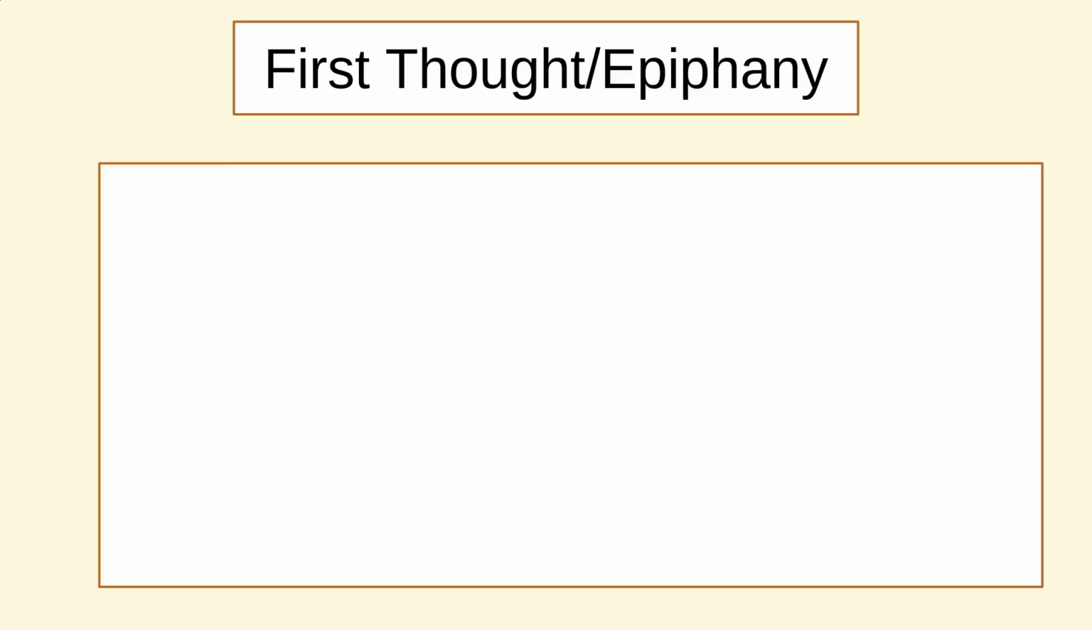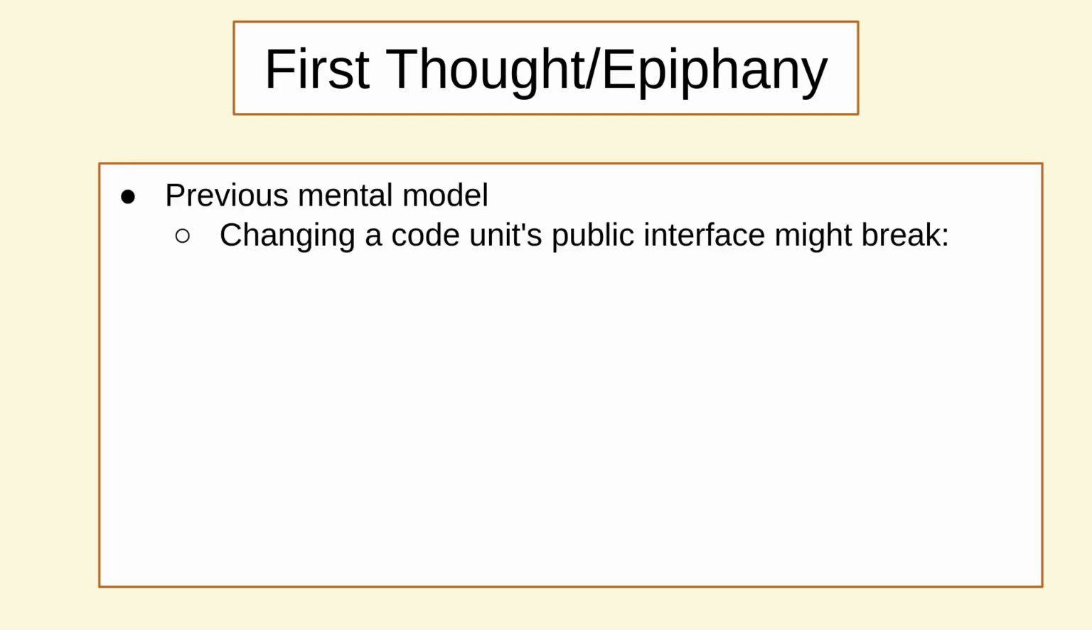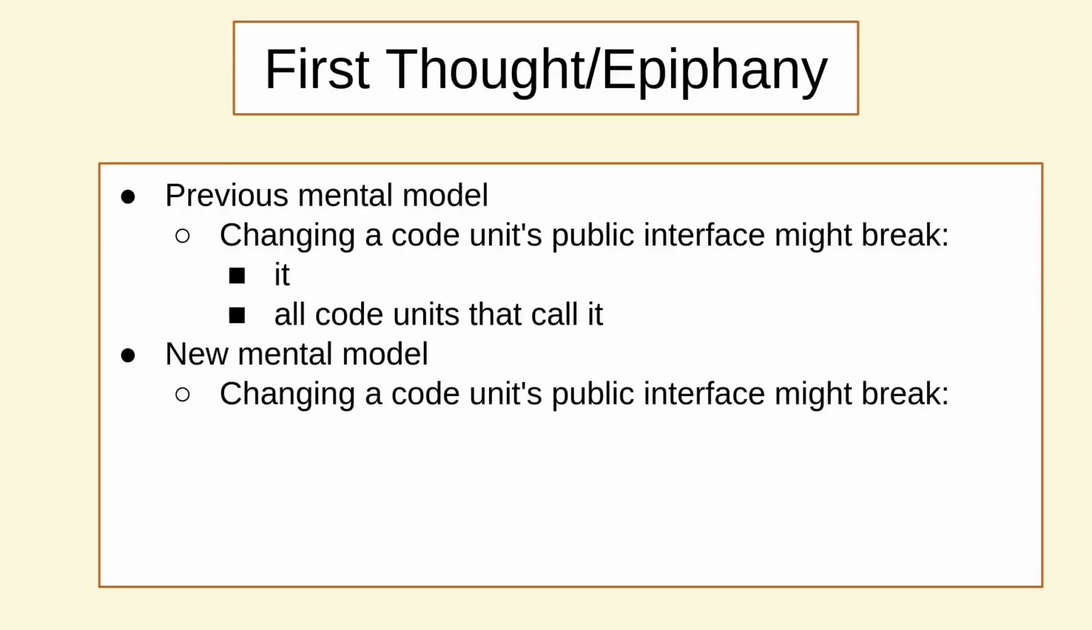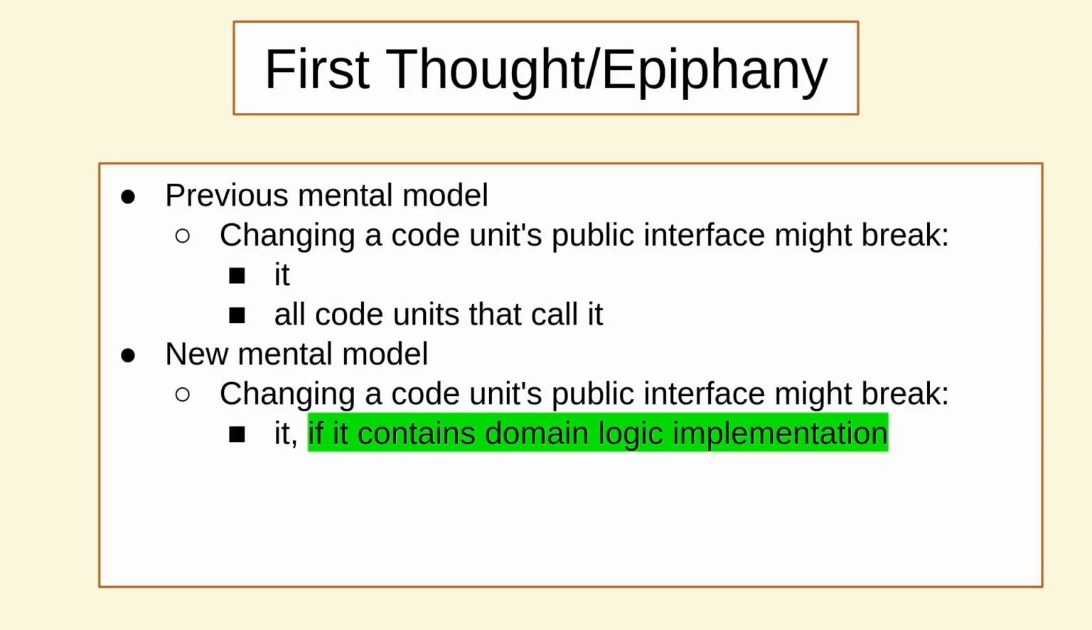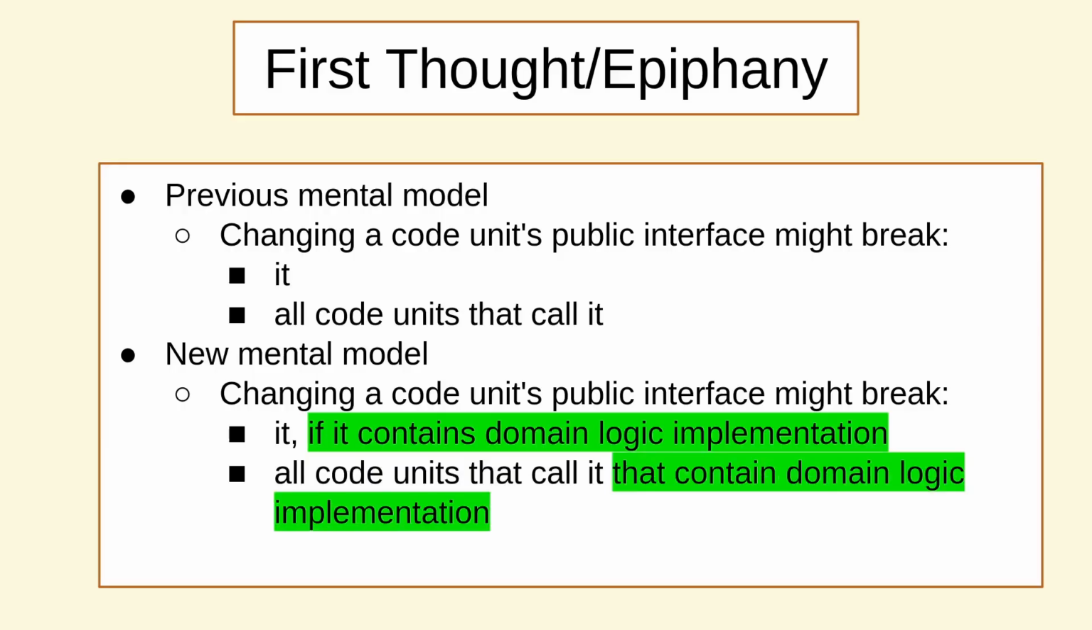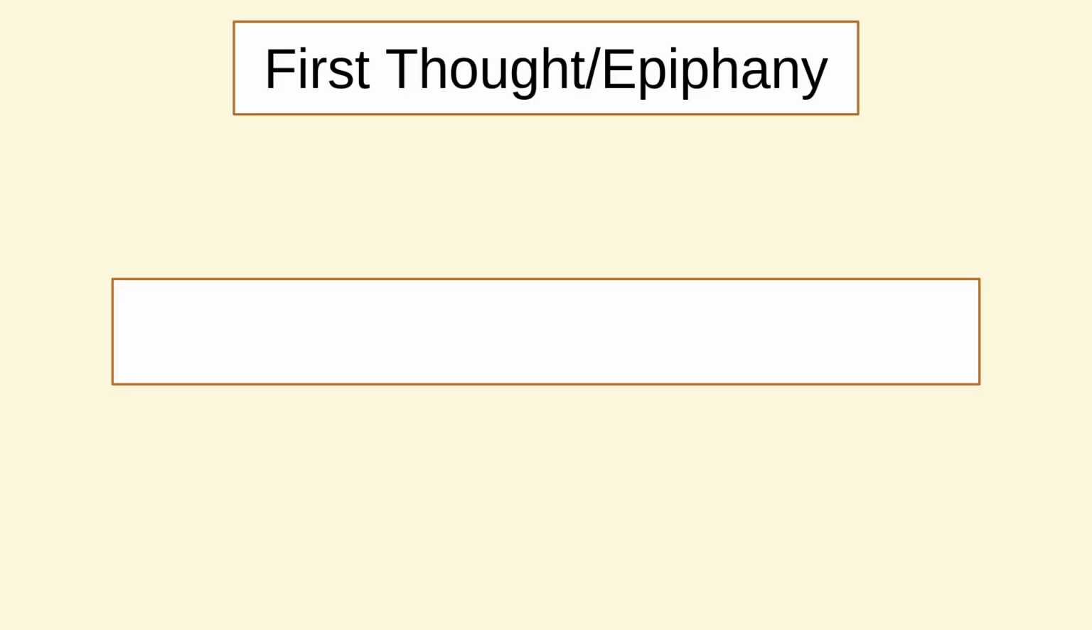So now I want to talk about 2 epiphanies that I've come to thinking about this stuff. The first is that the previous mental model I had was that when you change a code unit's public interface, you might break it itself and all code units that call it. My new mental model is changing a code unit's public interface might break it if it contains domain logic implementation and all code units that call it that contain domain logic implementation themselves. So it's the same mental model, but with this basic qualifier added.